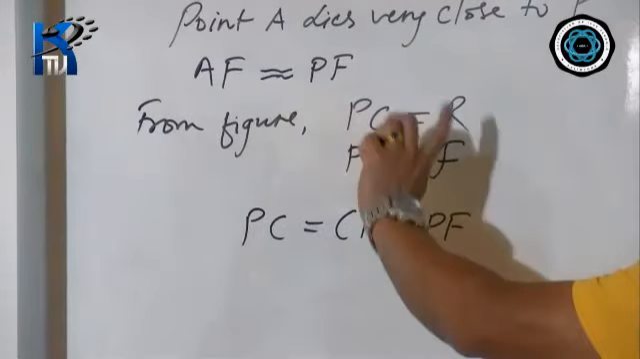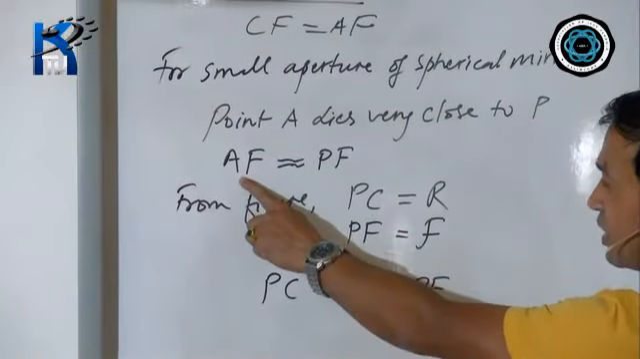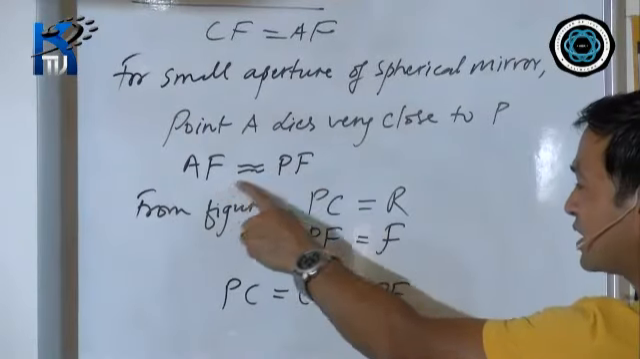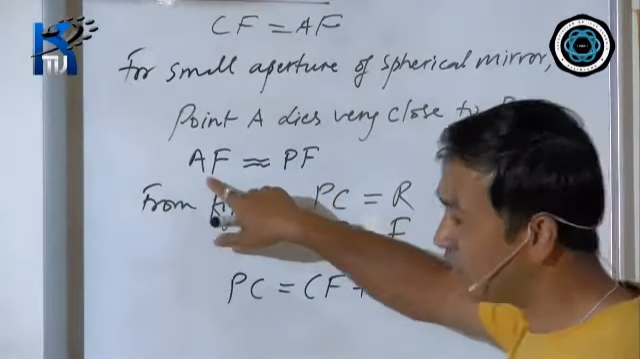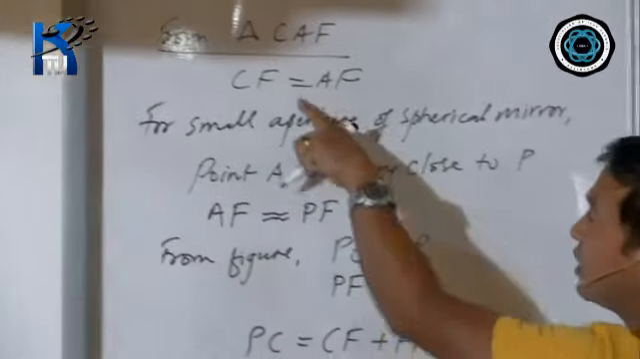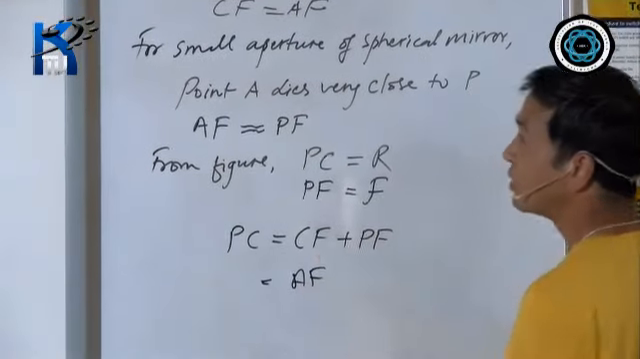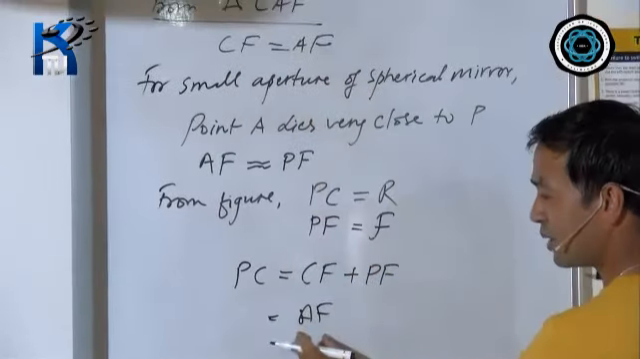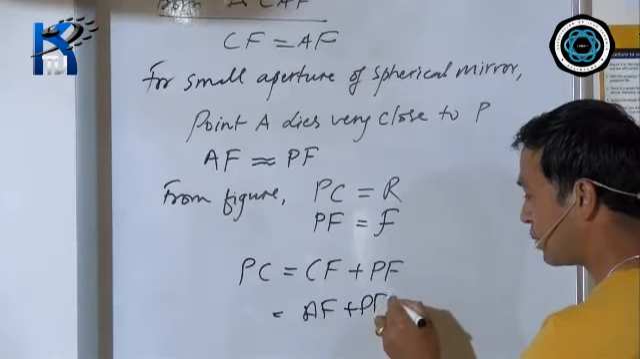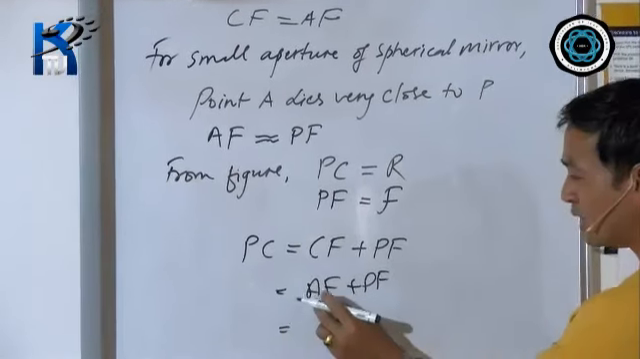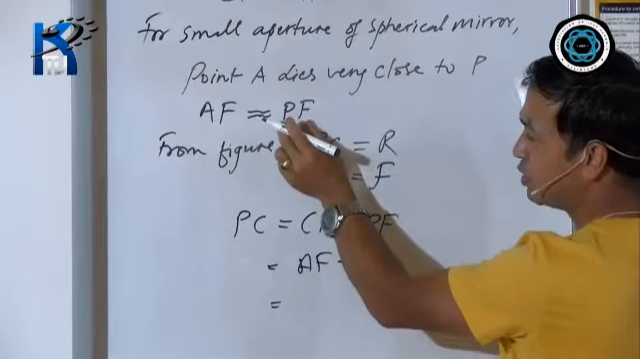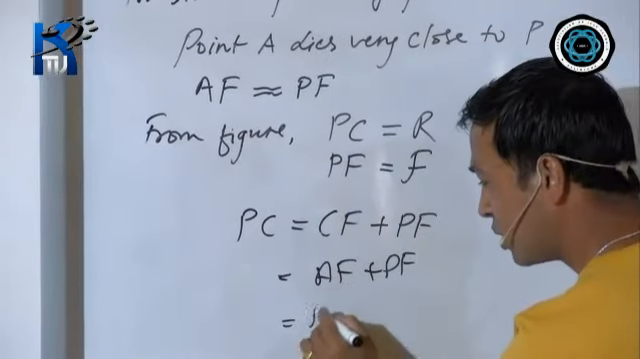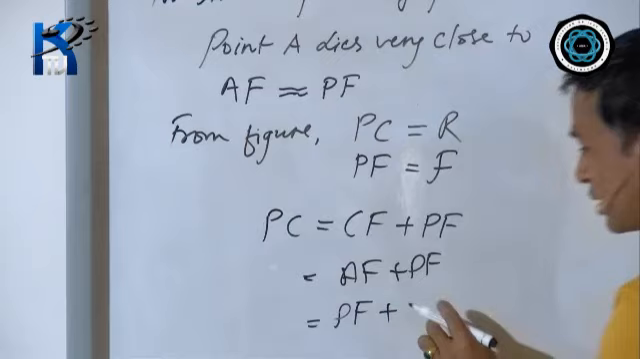Now, I have already considered that AF is equal to PF. That means the distances are equal. But AF is also equal to CF. Now you can see in the diagram, CF equals AF. Now in the diagram you can see PC equals CF, but CF is nearly equal to AF plus PF. Now what is AF? That is considered approximately equal to PF. So I write this as PF plus PF.